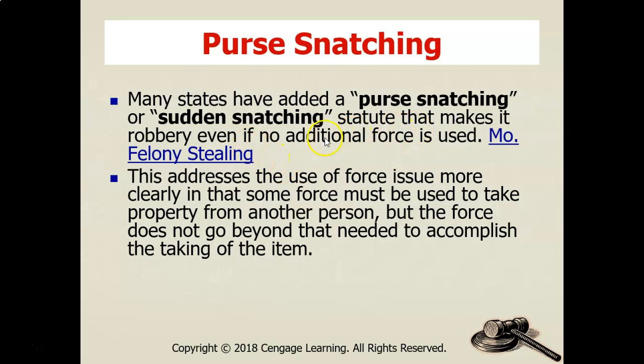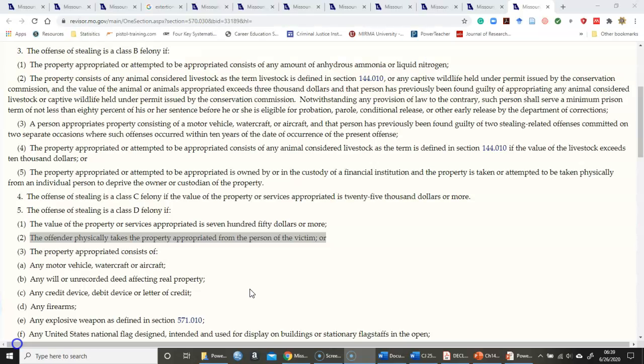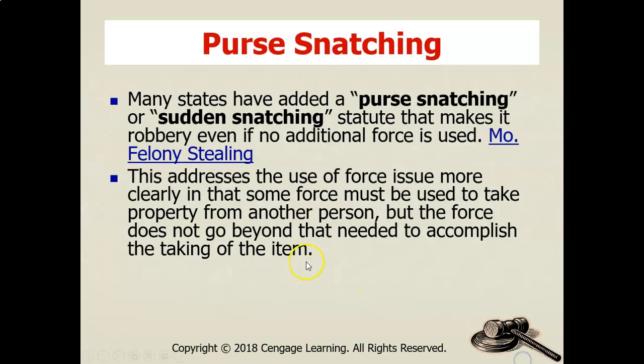So purse snatching for us is going to fall under our felony stealing. And the reason it's going to be felony stealing is that the offender physically takes property appropriated from the person of the victim. So the second I start taking property off your person, and it doesn't say a value, it just says any property. So that pickpocket or somebody like that goes into your pocket and takes anything, then it's going to fall under that felony stealing statute.